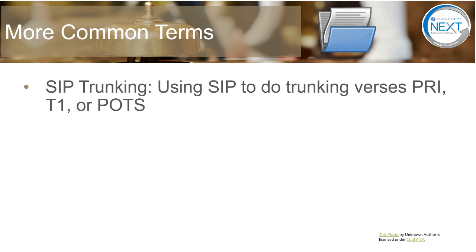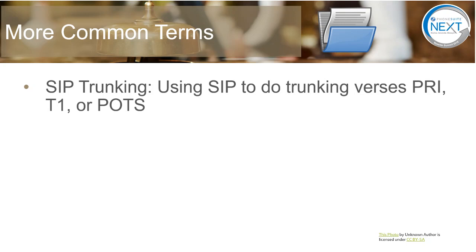Other common terms, we have SIP trunking. So trunking is just a term that means your call path to the outside world. In the old days, we had PRI, T1, or POTS, which is plain old telephone lines. So those were the ways that you could pick up the phone and call the local pizza place, for example. You need to talk from your PBX internally to the outside world.